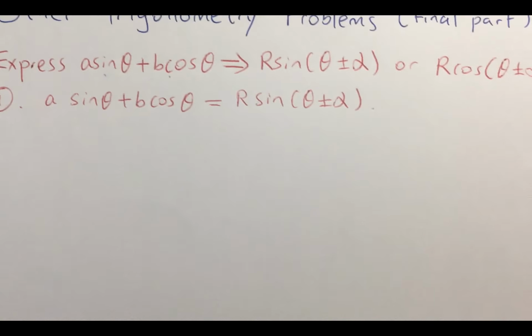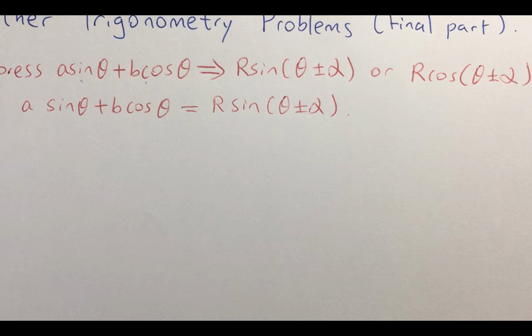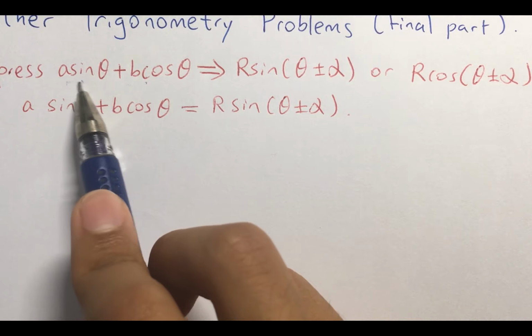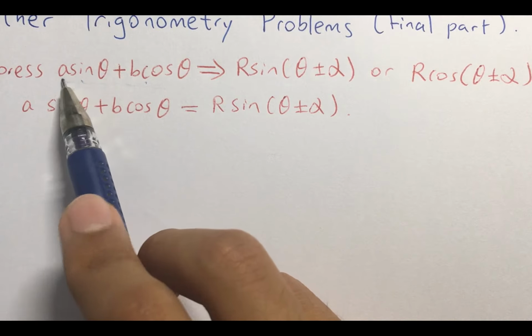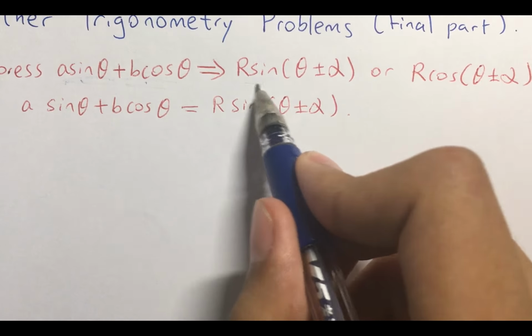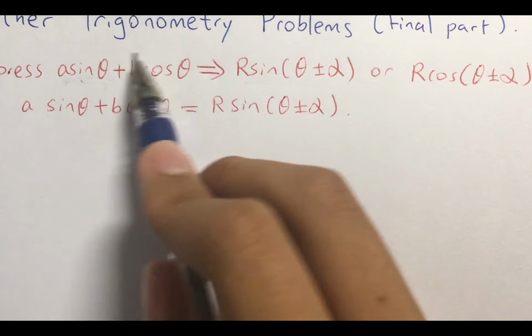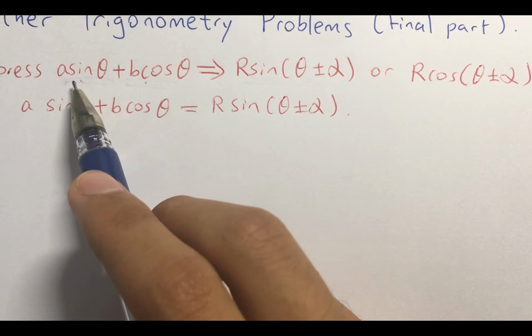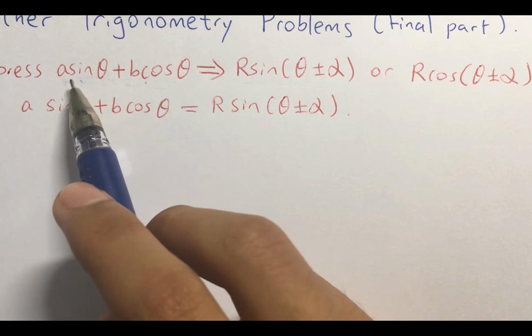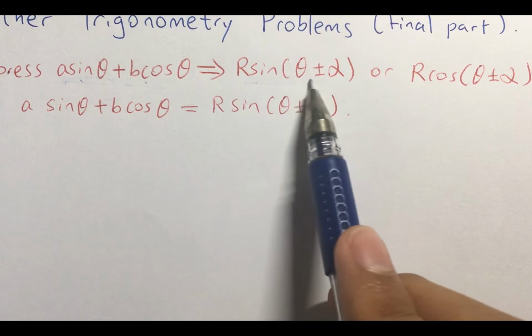Why do we need to do this? Because sometimes when we are finding maximum or minimum values, it's not easy to just find them directly. But in the converted form, you will find the maximum value very simple. If we try to find the maximum value straightforwardly, we have to use calculus, so we need to convert this form into this form.